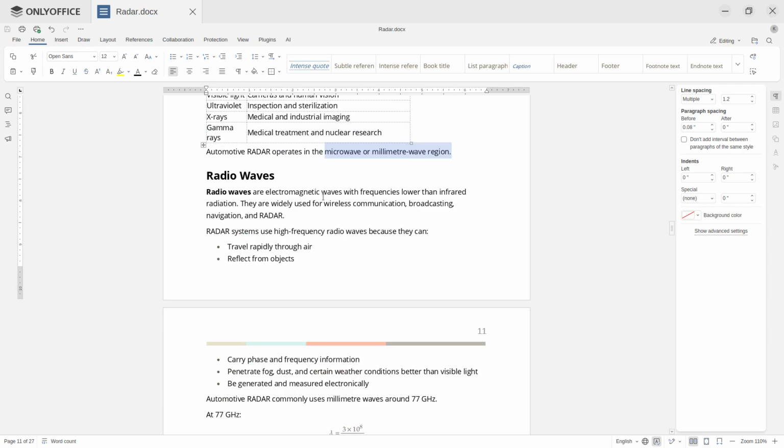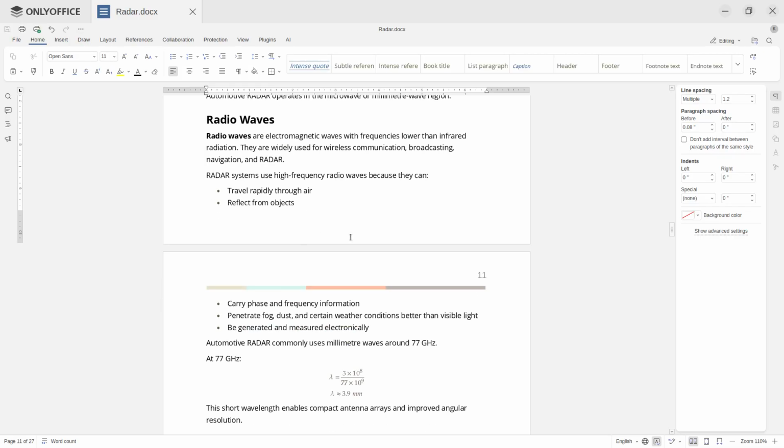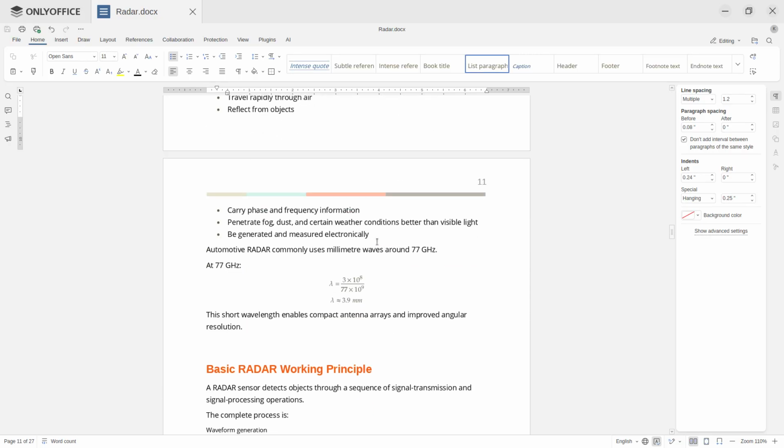Next, let's talk about radio waves. Radio waves are electromagnetic waves with frequency lower than infrared radiation. They are widely used for wireless communication, broadcasting, navigation and radar. Radar systems use high frequency radio waves because they can travel rapidly through air, reflect from objects, carry phase and frequency information, penetrate fog, dust and certain weather conditions better than visible light, and be generated and measured electronically.